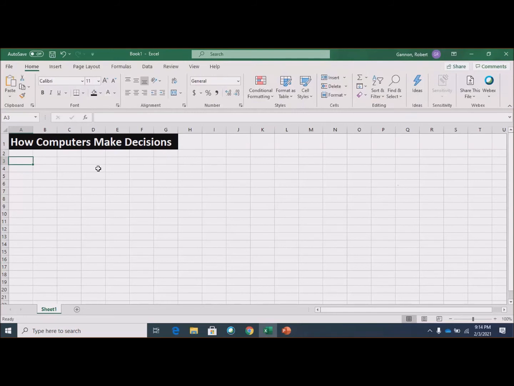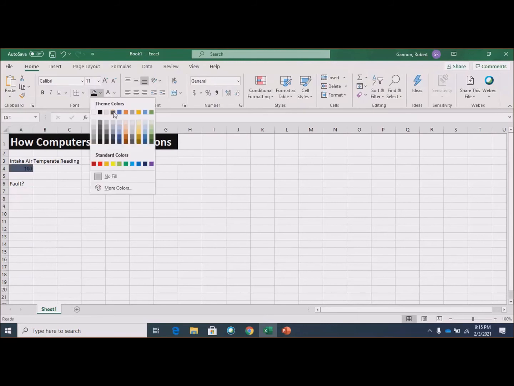So we'll have the intake air temperature reading. I'll put that down here. Let me just name this cell IAT. All right. And in it, I'll put 100 degrees for now. So that's good. Here, let's basically put our check engine light, right? Is there a fault? Let's make our reading blue. It's hard to see.